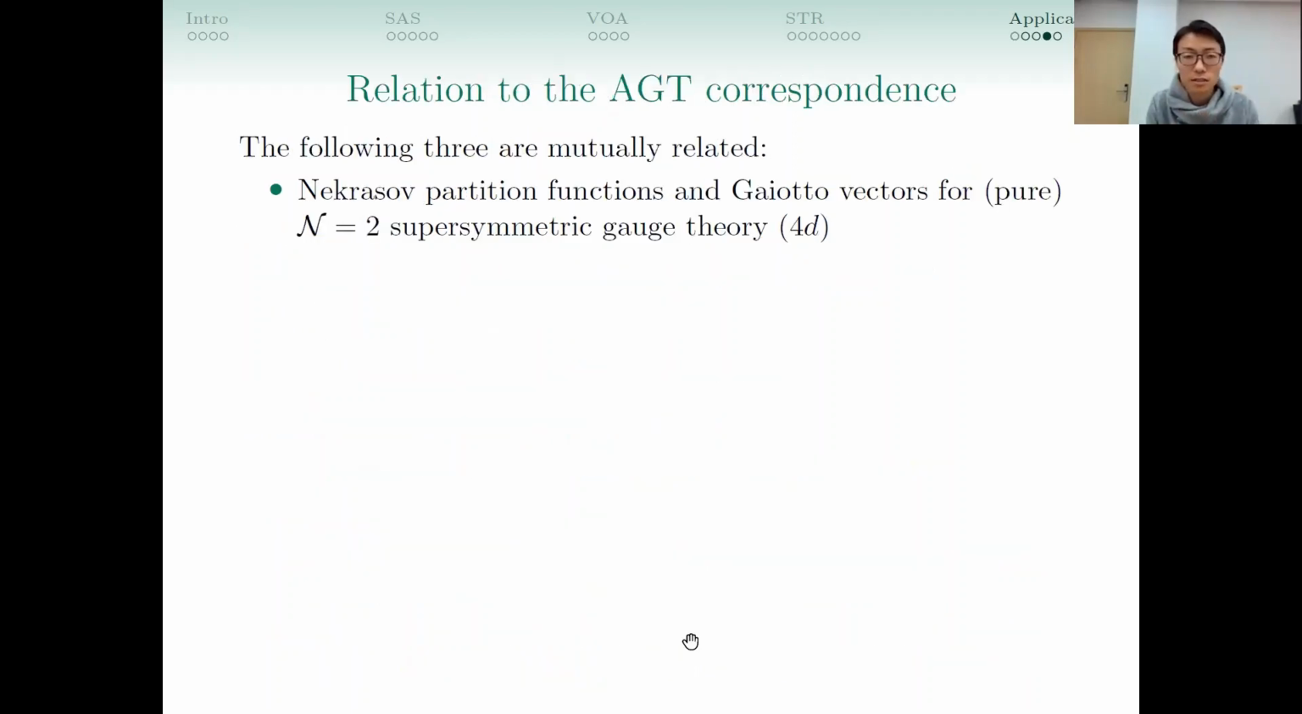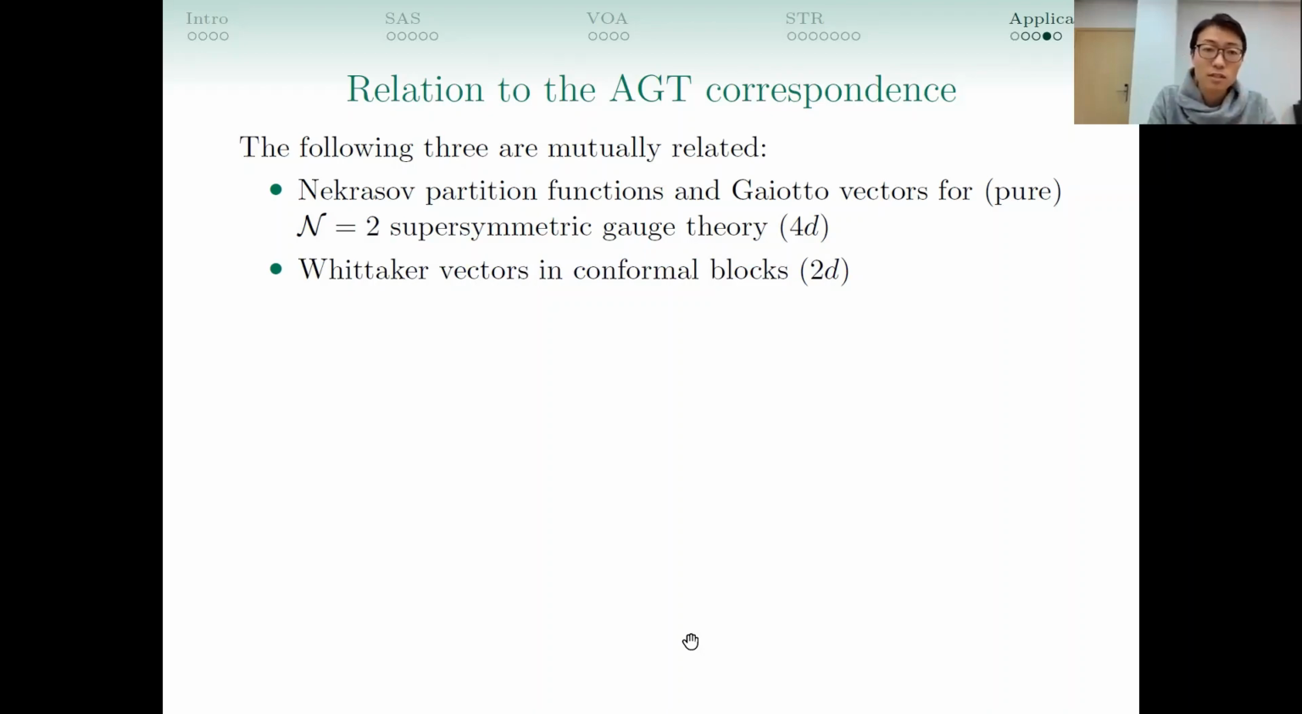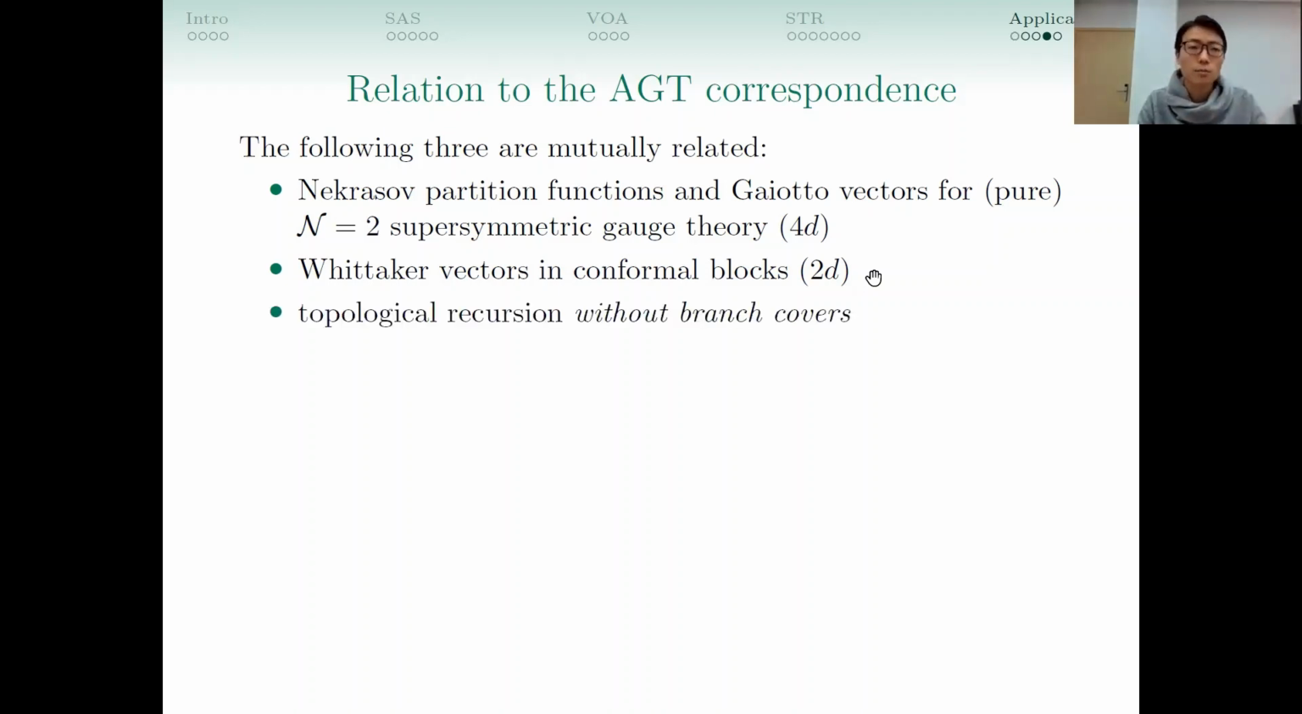Okay, so now this is the last slide for the applications. Recently, Borot, Bouchard, Steinbrenner, and Kreutzer proposed a very interesting relation between the following three. One of them is the Nekrasov partition function and Gaiotto vectors for N=2 supersymmetric gauge theory in four dimensions. And then by the AGT correspondence, it has been known that this is related to the so-called Whittaker vectors in conformal blocks. And then what Borot, Bouchard, Steinbrenner, and Kreutzer showed is that this Whittaker vector can be computed by topological recursion without branch covers, or equivalently, Airy structures from untwisted modules of the W algebra.